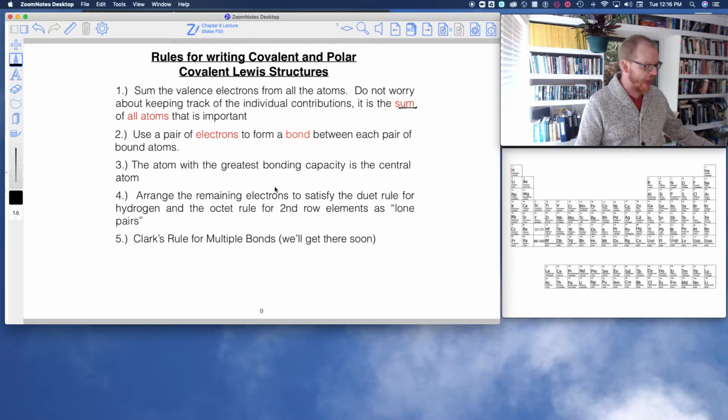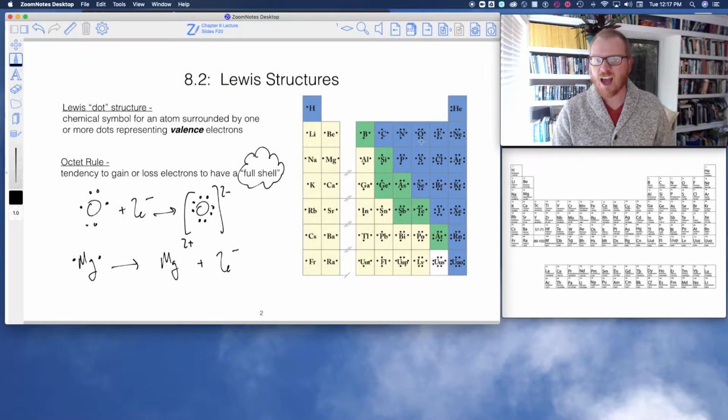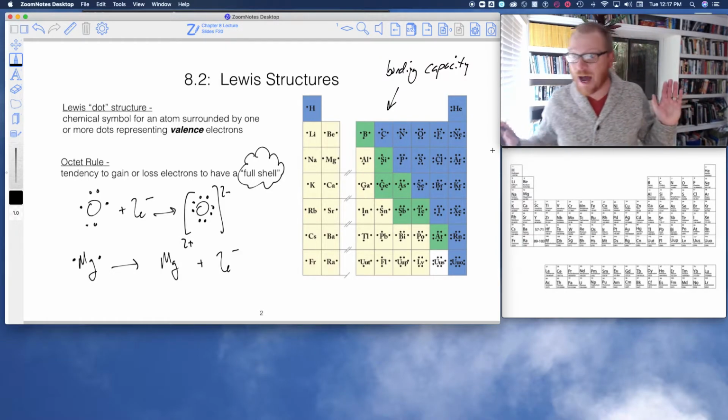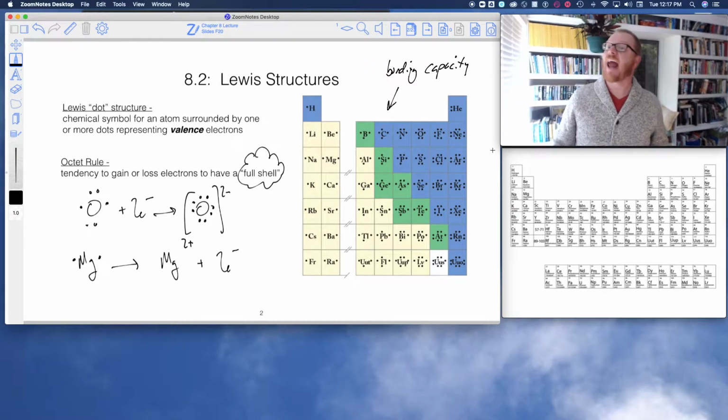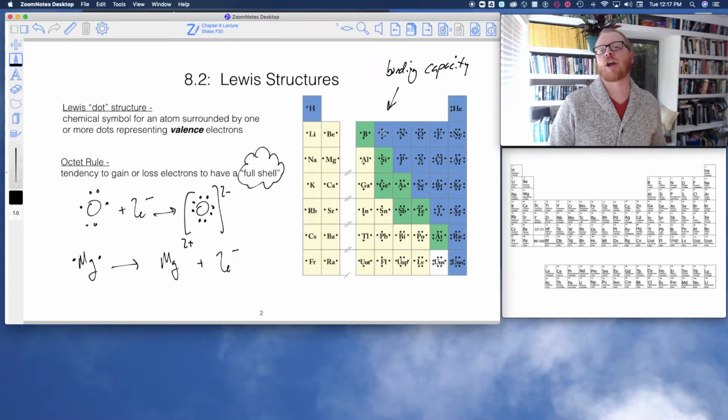So what does that mean? Bonding capacity, let me back up here and go to this figure. These are really related to bonding capacity. If I look at something like neon, neon has no bonding capacity whatsoever. It has the octet rule. But now let's say I was comparing carbon and fluorine. Carbon has a lot more bonding capacity than fluorine.